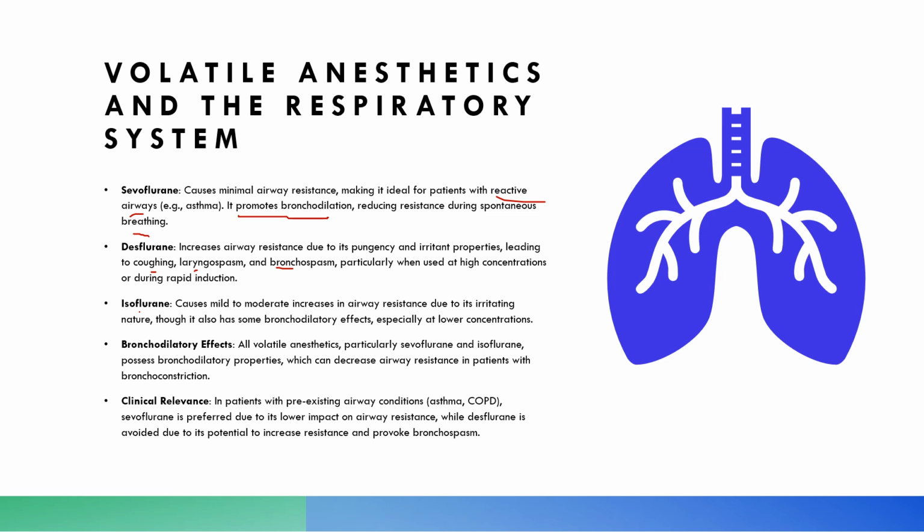ISO also causes the same things, but mild to moderate increases in airway resistance due to its irritating nature. Interestingly, though, ISO has some bronchodilatory effects at lower concentrations. Overall, all volatile anesthetics, particularly sevoflurane and isoflurane, possess bronchodilatory properties which can decrease airway resistance in patients with bronchoconstriction. So this is why if we have an intraoperative bronchospasm, I'm going to turn my gas up and increase that concentration to hopefully help bronchodilate those bronchioles that are trying to spasm on me. Okay.